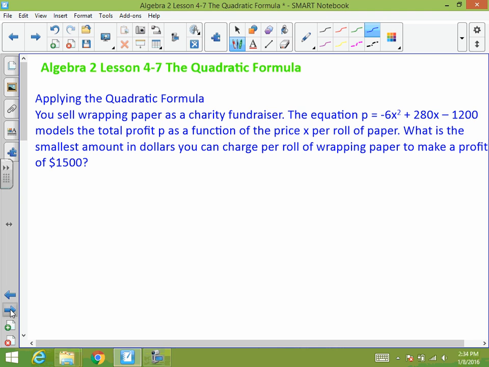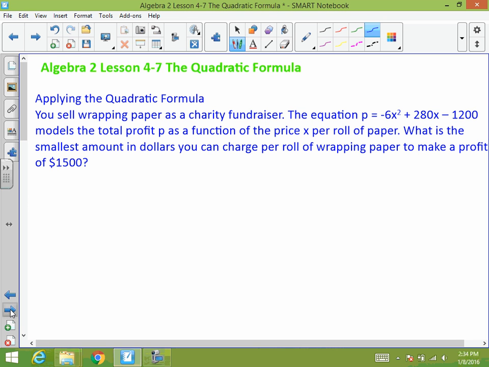Application of the quadratic formula. Let's just say you sell wrapping paper as a charity fundraiser. The equation P equals negative 6x squared plus 280x minus 1200 models the total profit P as a function of the price x per roll of paper. What is the smallest amount in dollars you can charge per roll of wrapping paper to still make a profit of $1,500? In other words, you don't want to charge too much money because people won't buy the wrapping paper, but you need to earn $1,500 on your wrapping paper fundraiser.